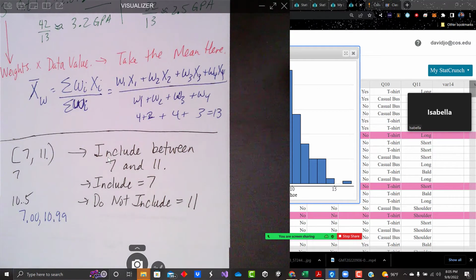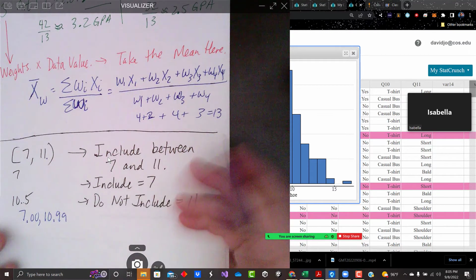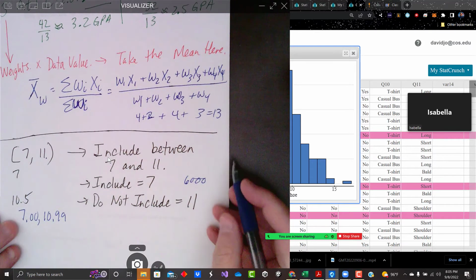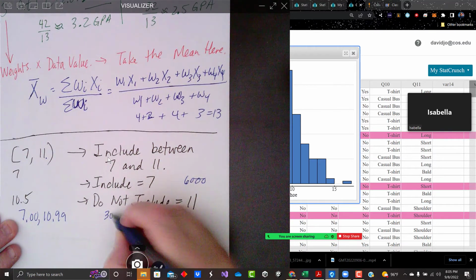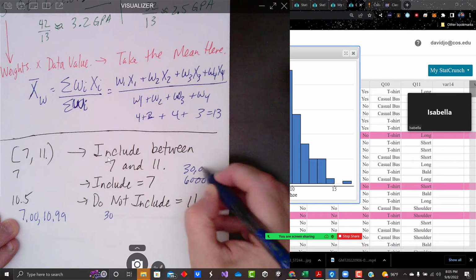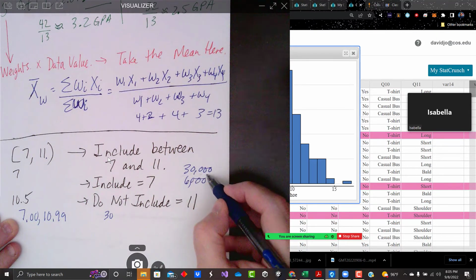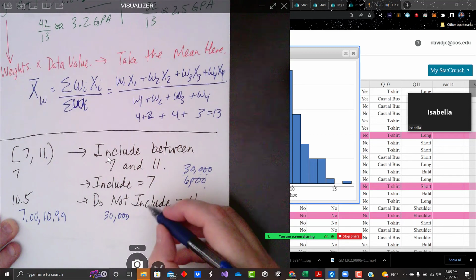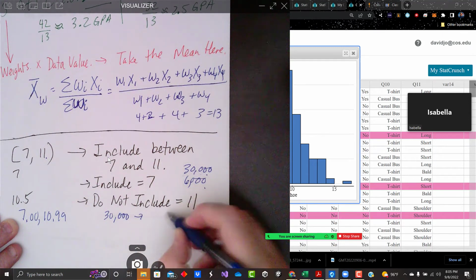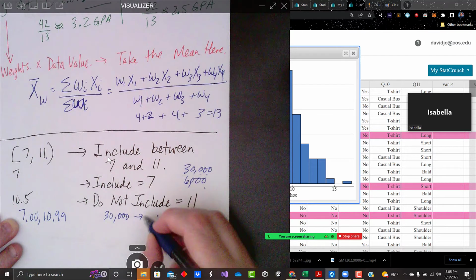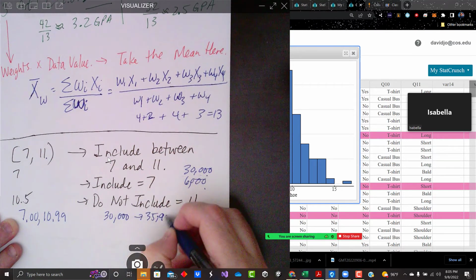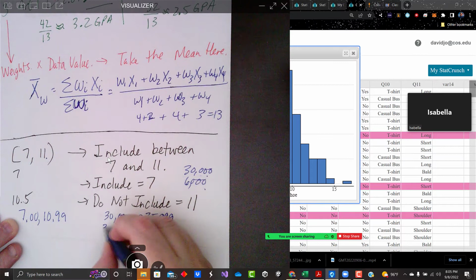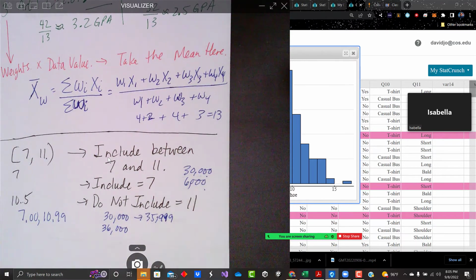Some of the problems you will have seen, they'll say a class size of like 6,000, and they'll start you at 30,000. 30,000 is the start, 6,000 is the class width. Rather than just adding 30,000 and 6,000 to get 36,000, this is 35,999. They go to the whole number, and then the 36,000 is here.